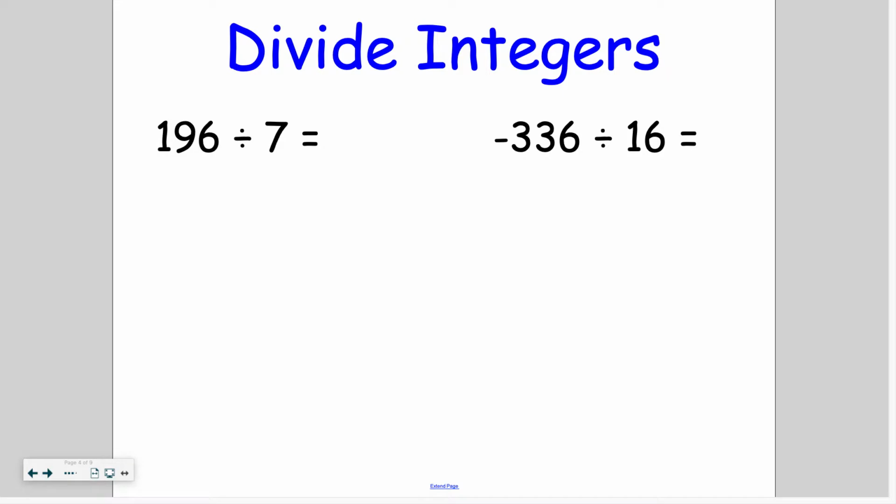Go ahead and try these two problems on your own. The result of our first one, 196 divided by 7, gives us an answer of 28. And our second one, -336 divided by 16, gives us -21.